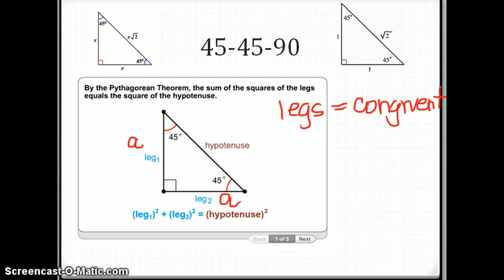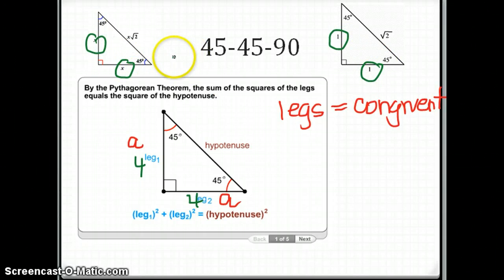So if I said that this piece was 4, this length would also be 4. They're congruent. You can see up here, they're both 1. Here, they both represent x. They are congruent.